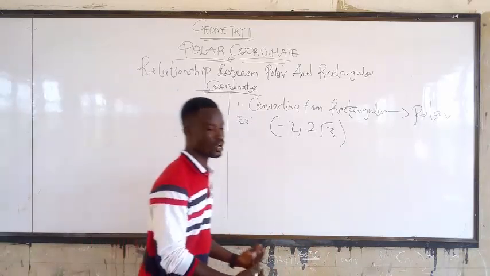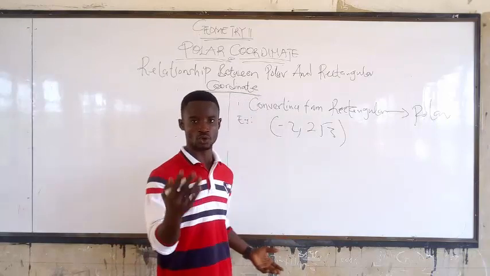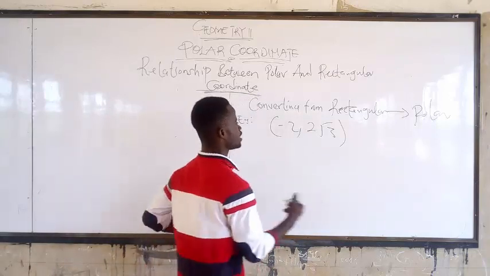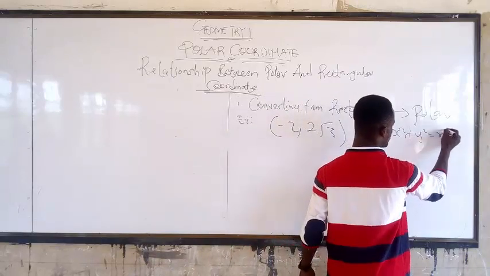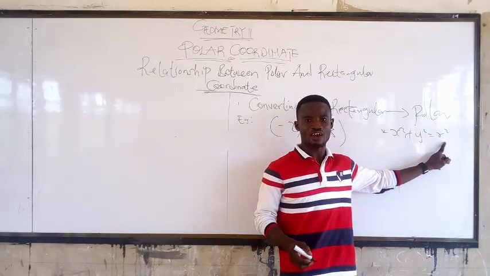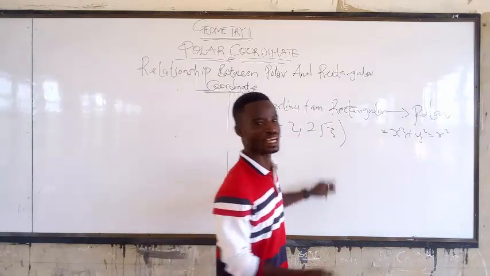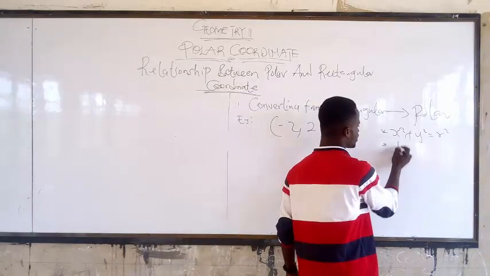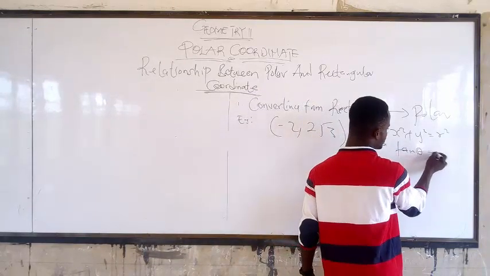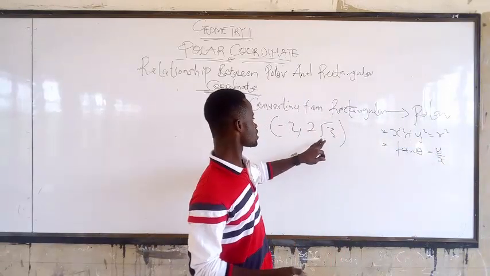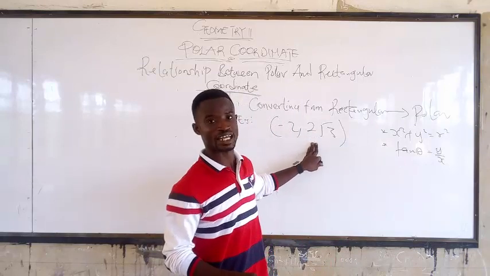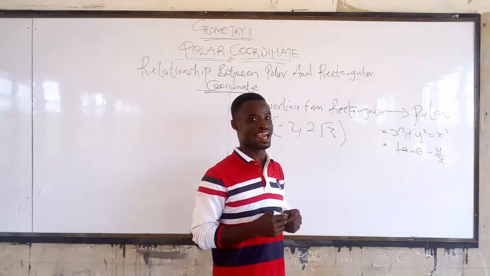So we have already established two formulas we used to do it. The first one is x squared plus y squared is equal to r squared. This will help you to get the r because you know the x and the y. And the next one is tan theta is equal to y over x. And that too will help you to get the angle. Then you are there.